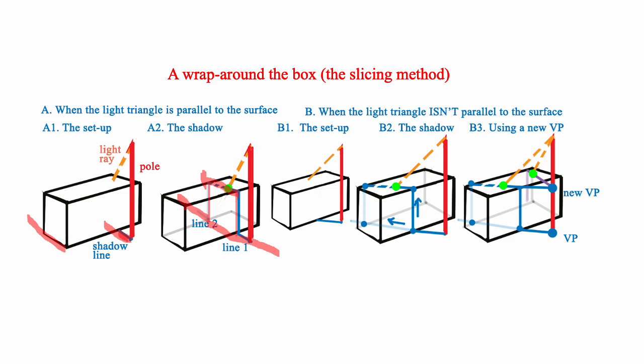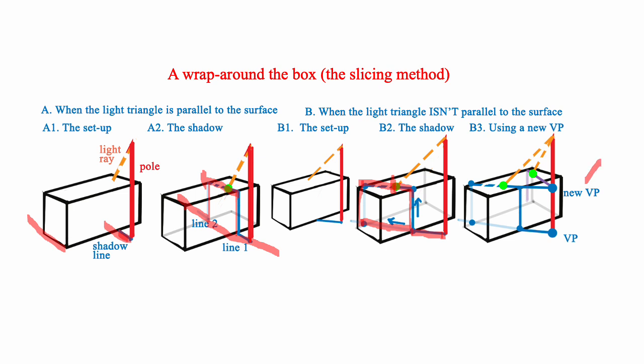Now, if the light triangle isn't parallel to the surface, as in the second case, then the shadow line hits the box, it goes vertically up, it follows the same direction, or you could go around the other way where you go to the back of the box and up, and where these lines hit the light ray is the end of the shadow.